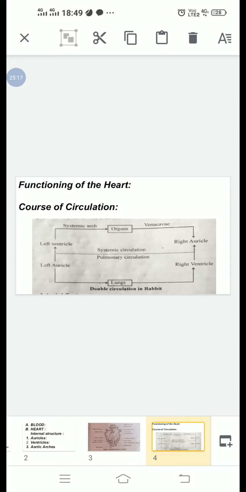In one complete circuit in the body, the blood passes twice through the heart, once through the right side and the other time through the left side. This type of circulation is known as double circulation. This includes systemic circulation and pulmonary circulation.